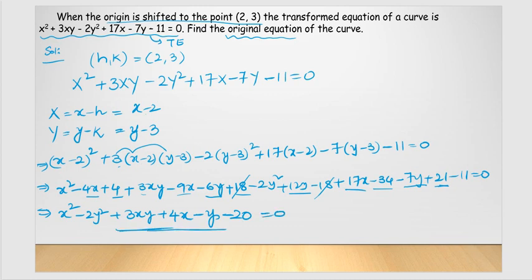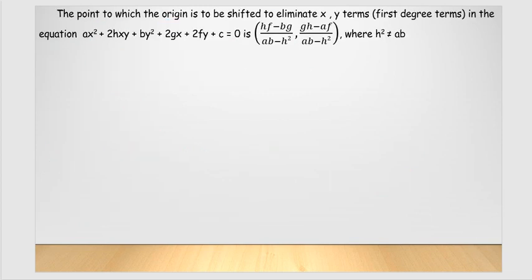So this particular problem is somewhat different, because in our previous problems we did not get an xy term, but here we have an xy term, so that's why it is somewhat lengthy, right? So this is nothing but my original equation. Original equation means we will have the terms in small x and small y, right? Now let's move on to one more concept related to translation.